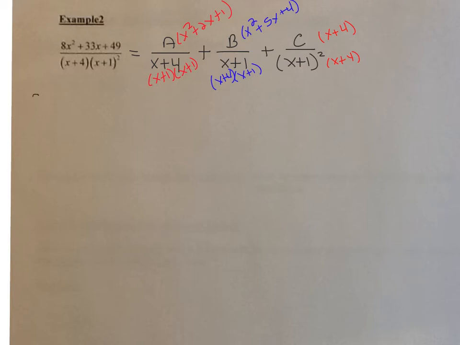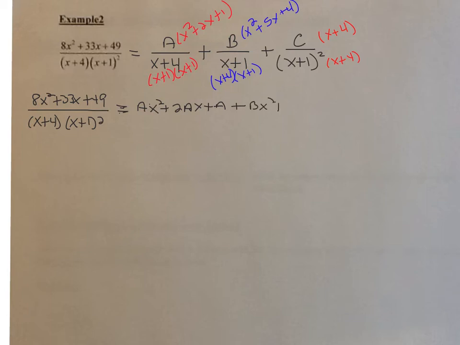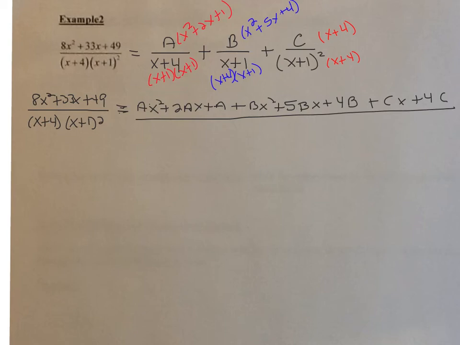Okay, so I have (8x² + 33x + 49) over (x+4)(x+1)² equals, and now I'm going to distribute the A. So I have Ax² + 2Ax + A. Distribute the B: Bx² + 5Bx + 4B, plus Cx + 4C, all over (x+4) times (x+1)².